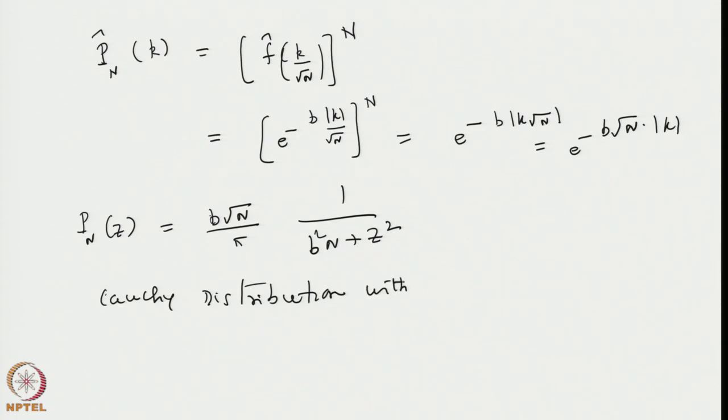With the FWHM, full width half maximum value, now becoming b root n instead of b, it is going to be broader and broader in width. So this exception has a certain bearing, a certain caution to be exercised whenever we speak of CLT. This should not be missed: not every conceivable probability distribution would lead to the central limit theorem with respect to the mean.